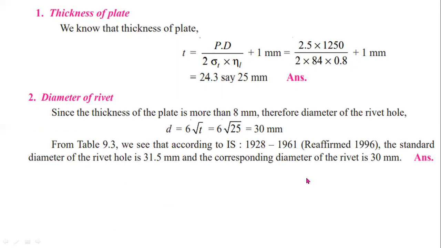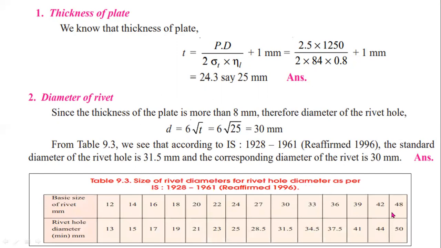From standard table, you have to select a basic size of rivet and rivet hole. So this is the standard table. From this table, you have to select a standard size of rivet. Here our answer is 30 mm. The nearest value is here, you can observe. So 30 is there. For a diameter of 30 mm rivet, you have to select 31.5 mm rivet hole. These two are the standard values.